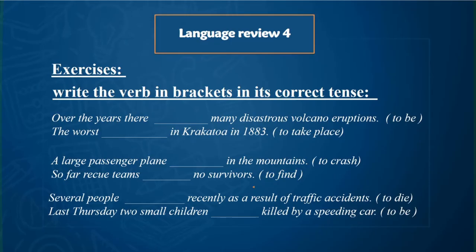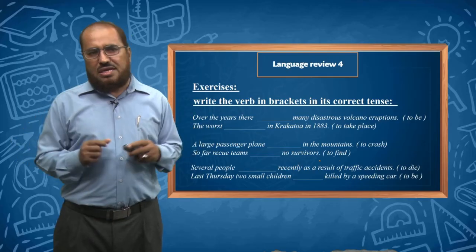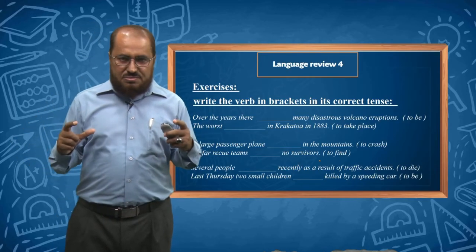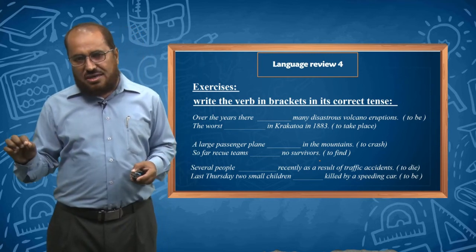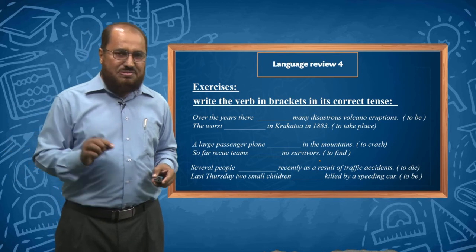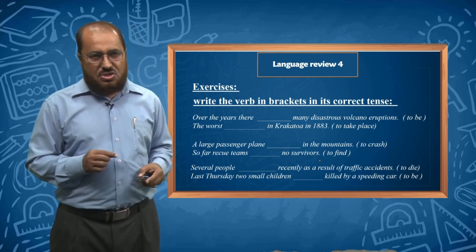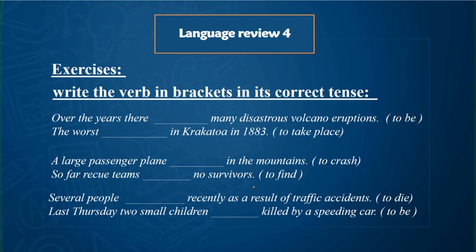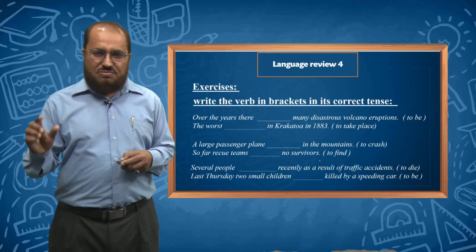Exercises. Let's now discuss these exercises together. Write the verb in practice in its correct tense. Look at the verb in practice here and put it in its correct tense, past simple or present perfect. Start with the first one. Over the years, there (be) many disastrous volcanic eruptions. Here use be, or the verb to be.